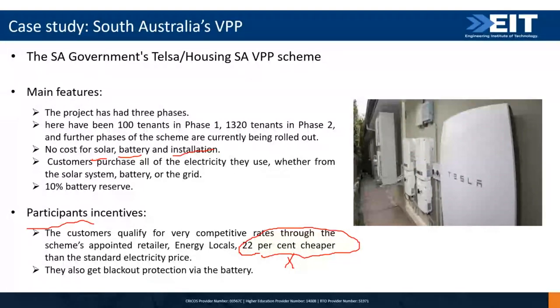Tesla can discharge the battery, but it makes sure that there is always a 10% reserve in the battery. So this reserve can be used when there is a blackout or power outage in the grid.